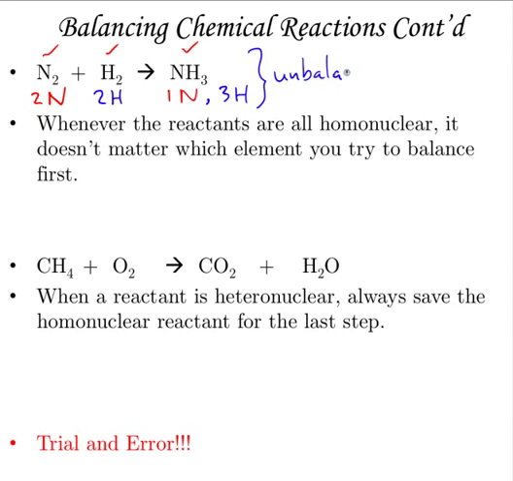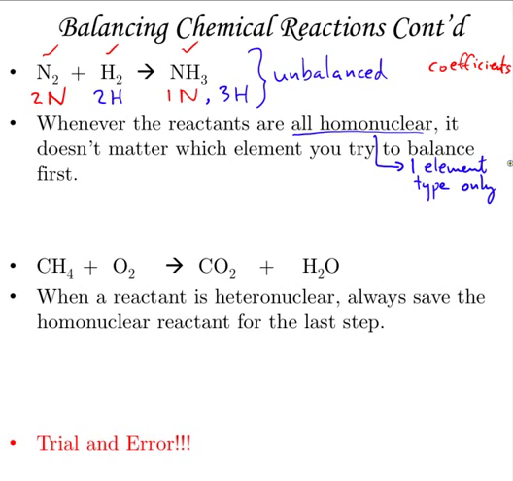And we never want to leave a chemical equation unbalanced. And so the way to go about this is the following. We're going to put what are called coefficients right in front of each of the molecules to go ahead and balance this. And the coefficients are usually going to be whole numbers. I want to give you a couple tips. Whenever the reactants are all homonuclear, it doesn't matter which element you try to balance first. And what I mean by homonuclear is that it's basically a compound composed of just one element. So one element type only.